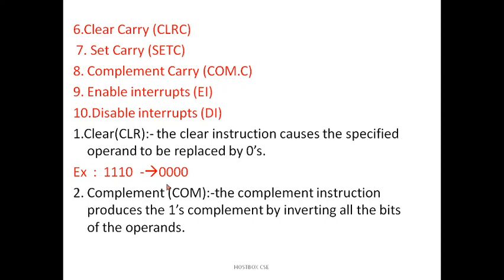Next one is complement. The complement instruction produces the ones complement by inverting all the bits of the operand. Let's see an example of ones complement and twos complement. For example, I have the bits 101. I can convert it to its ones complement, that is 010. Then if we add 1 to the ones complement we get the twos complement.